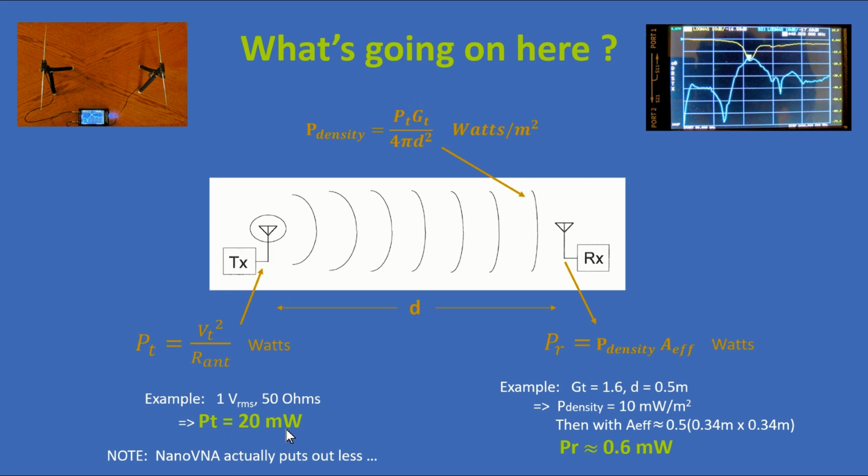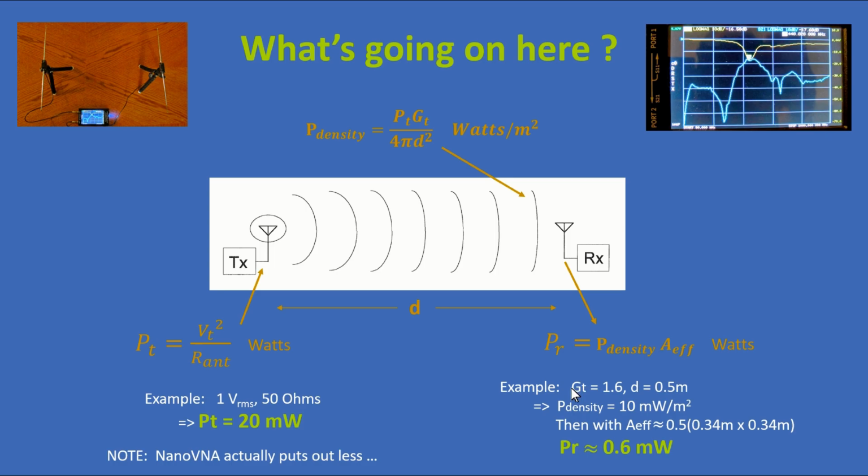So let's put this all together and get an answer. We transmitted 20 milliwatts, 0.02 watts. That power spread out roughly in a sphere. We compensated for the fact it wasn't exactly a sphere by G_T, the gain of the transmit antenna, which gave us a power density in watts per square meter. So we simply multiply the power density times the area, and that'll get us watts. That'll get us the received power.